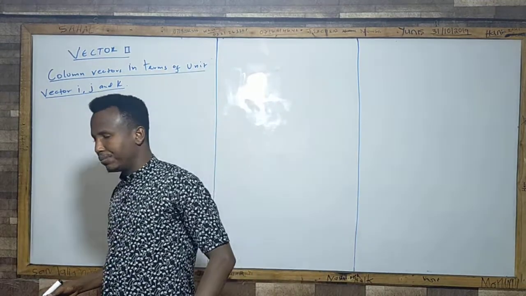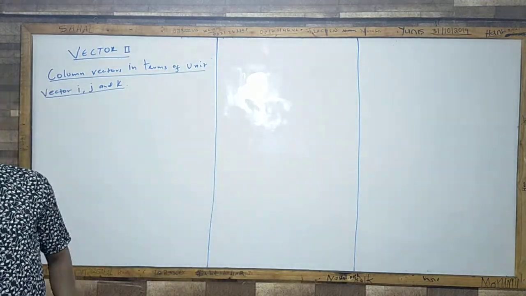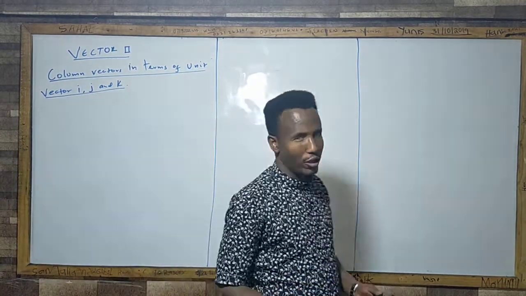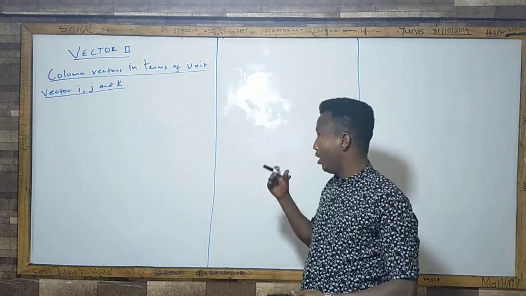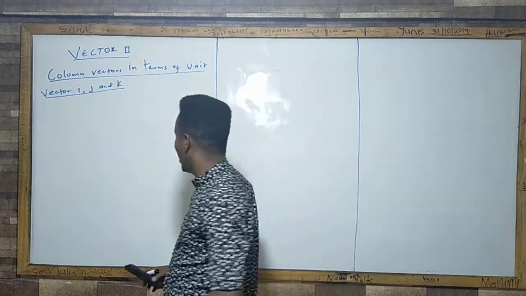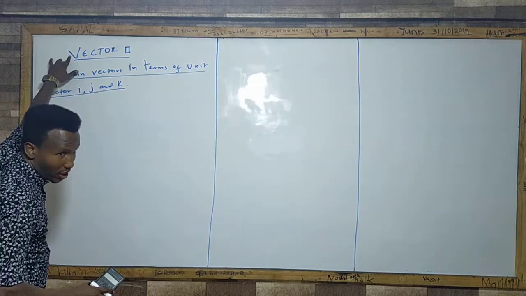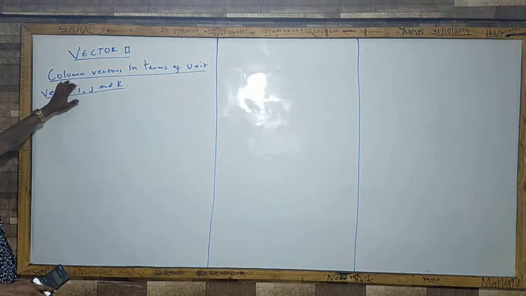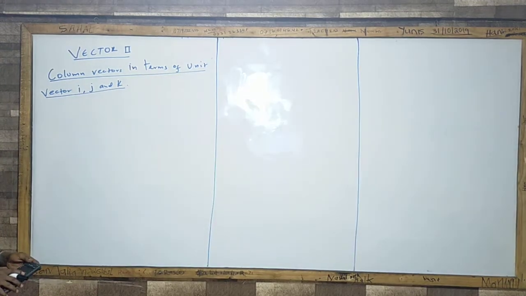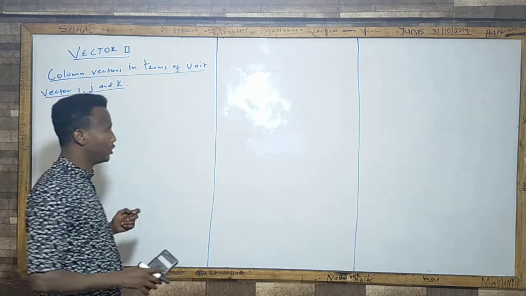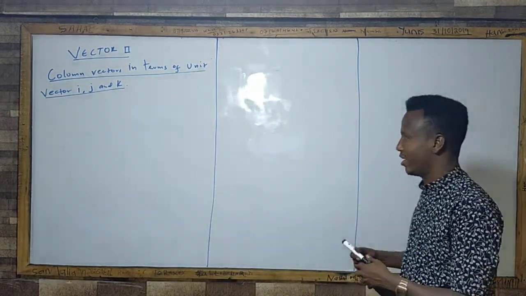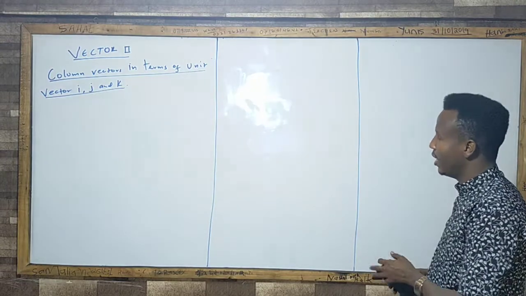And remember we said that a vector of form 3 will carry 4 marks and 10 marks in the examination, and most probably the one with 10 marks will come from form 3 vectors. Without wasting time, under this chapter we're going to discuss column vectors in terms of unit vectors I, J, and K. Before we proceed and see examples, I would like to give you some tricks you can use during examination.